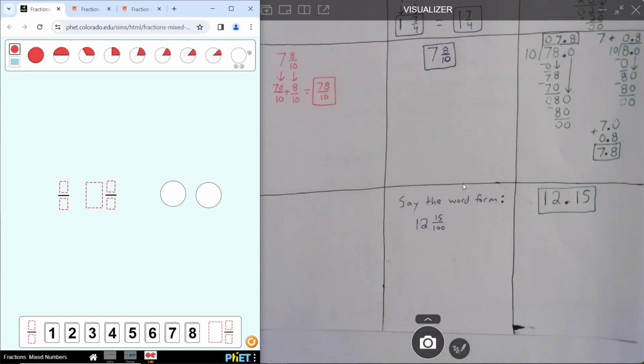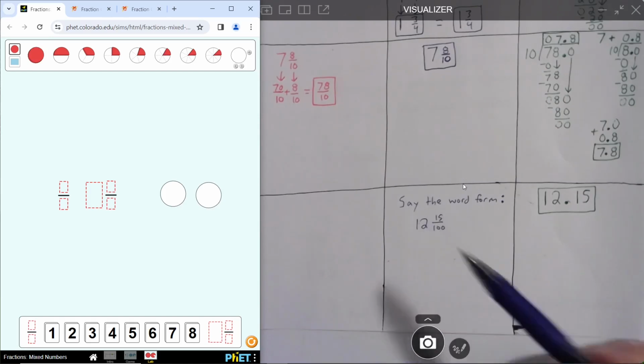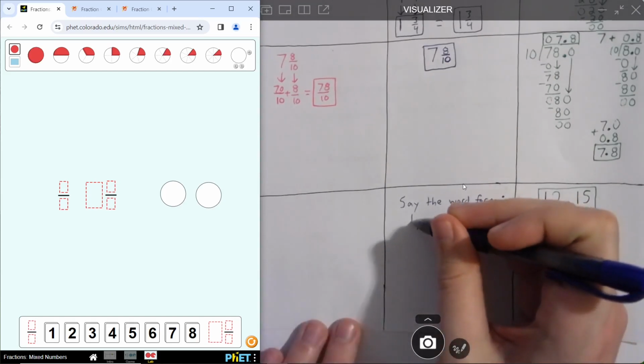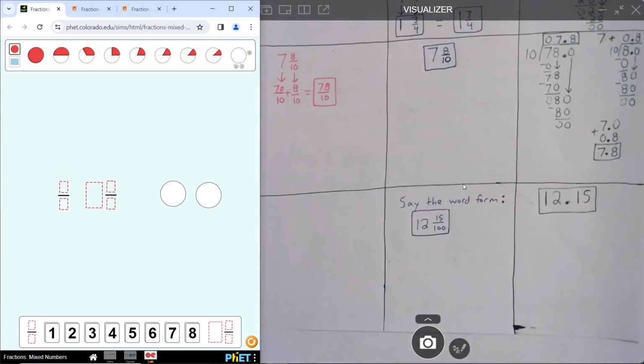Ta-da! And so you could also simplify that and turn it into a much easier fraction to work with, and we'll talk about how you would simplify in the future. But for those of you who already know how to simplify, for this one you could divide the top and bottom of this fraction by 5, and so this would end up being the equivalent fraction of 3 over 20, or 3/20ths. So 12 and 15 hundredths equals 12 and 3/20ths. That is an idea for another part in this video.